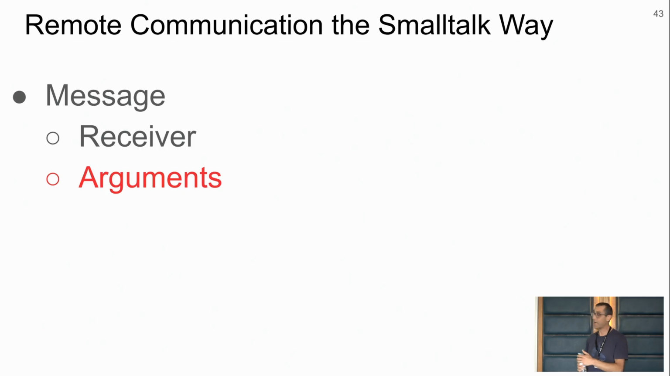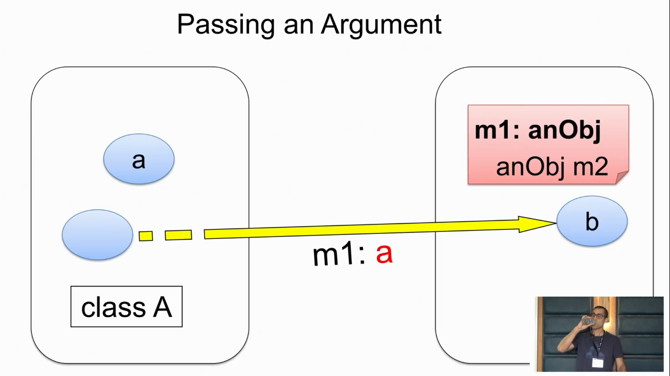So we talked about remote communication in a Smalltalk way, and so far we were discussing the receiver and how we deliver the messages, but a message often has arguments. So assume on the left side we have an object that sends a message through the network. The big arrow here means a remote communication. It sends the message M1 with A as parameter, and A belongs to the first image.